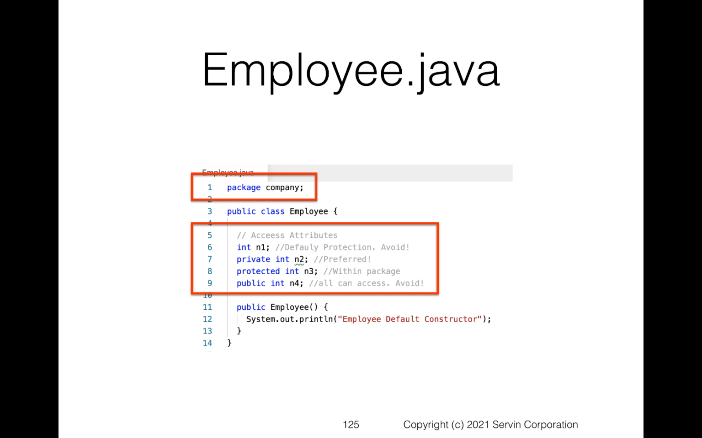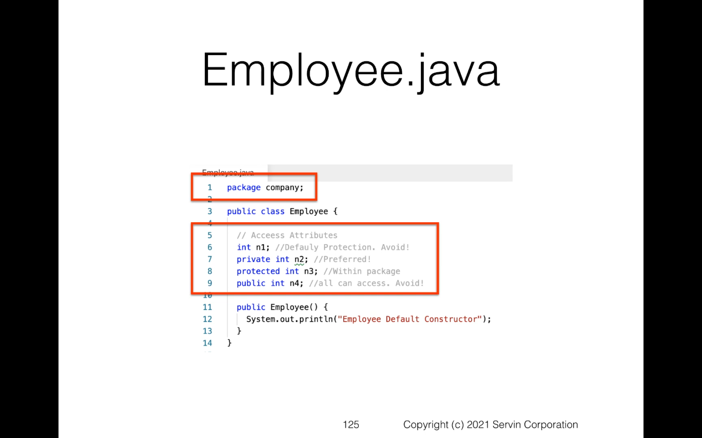And in that package, starting at line number 5, we're going to have an int n1, which actually does what's called the default protection attribute, which is actually package level access. And notice I say avoid that because a lot of developers are not clear what the default is. So since they're not clear, don't allow that unless you absolutely need it.